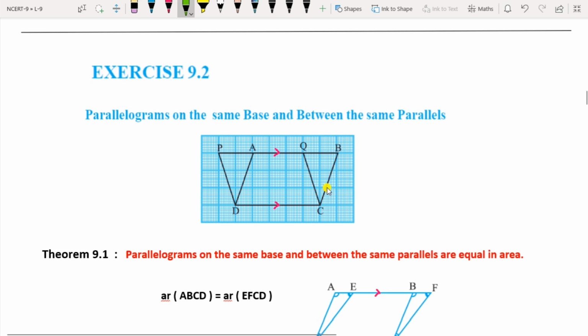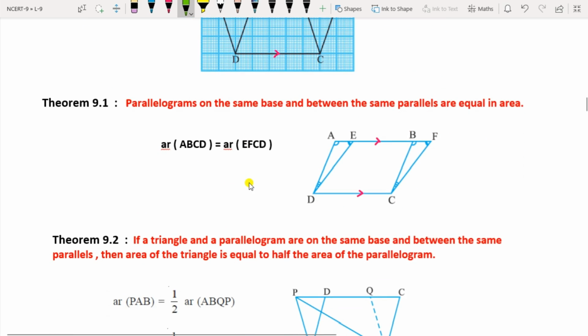Exercise 9.2. Parallelograms on the same base and between the same parallel lines. Now two parallelograms are there and they lie between the same parallel lines PB and CD and on the same base CD. You can consider the example of your textbook, notebooks, your laptops. There are two planes, two parallelograms or two rectangles, whatever you can say, and there is a common base, that is the margin that you can see. It is the common base of the two parallelograms. So we are going to study the area of such figures.